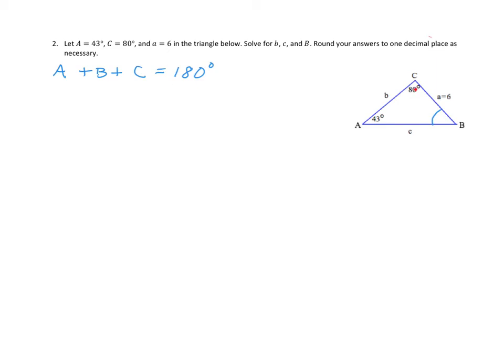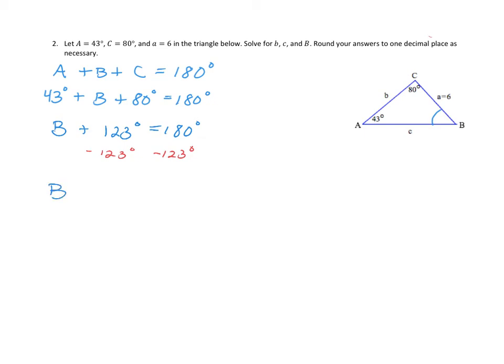Now we know A and C, I can put that information in here, and that will allow me to solve for B. So we have that 43 degrees plus the measure of angle B, which we don't know, plus 80 degrees is equal to 180 degrees. If we simplify the left, B plus the sum of 43 and 80, which is 123, that's equal to 180 degrees. I will subtract 123 degrees from both sides of this equation, and that gives me that the measure of angle B is equal to 57 degrees.